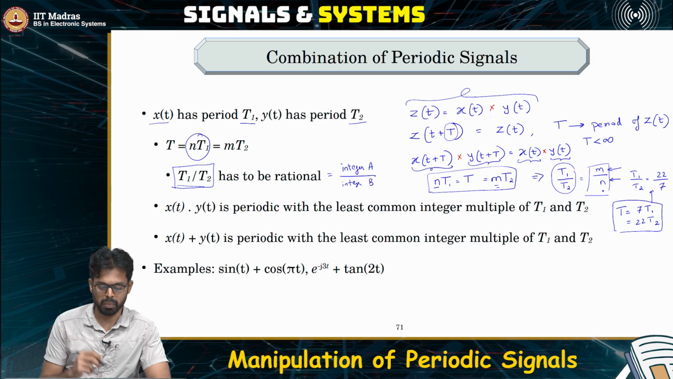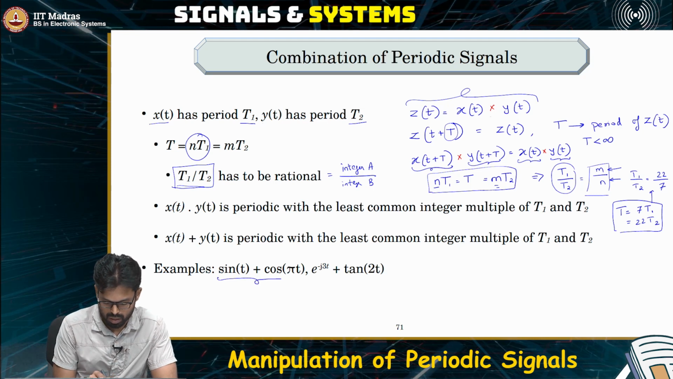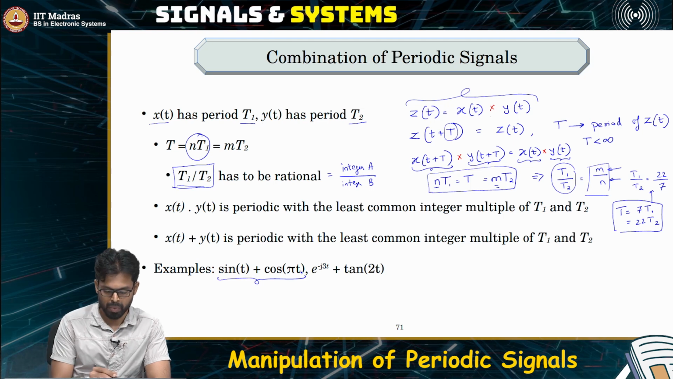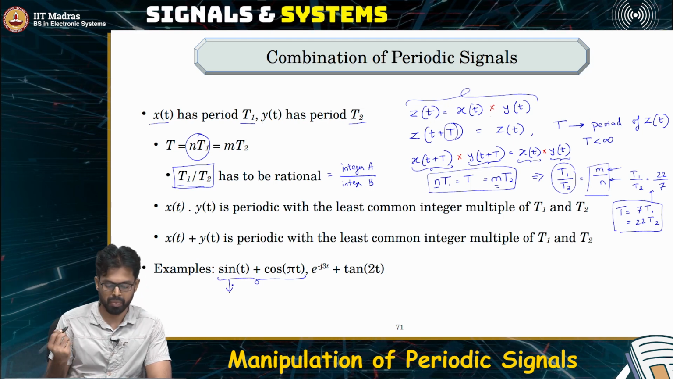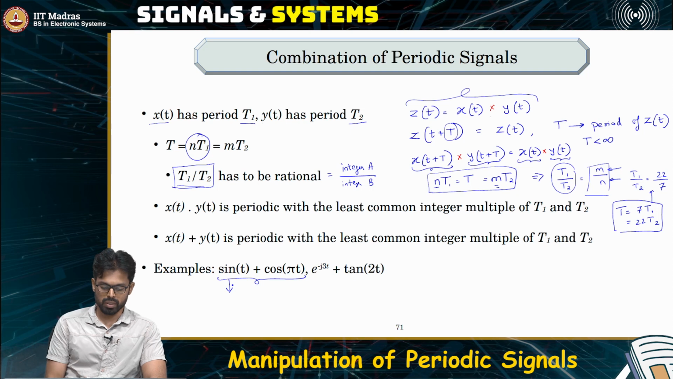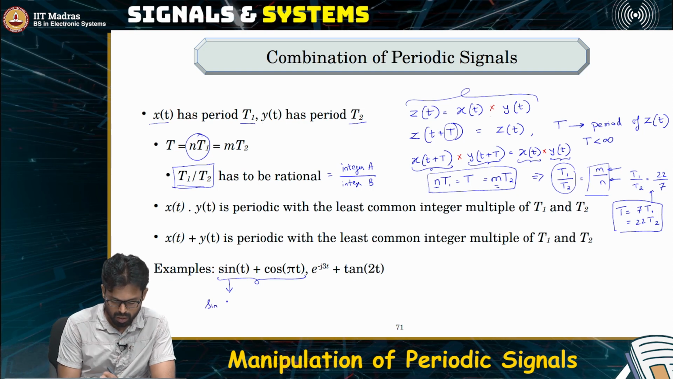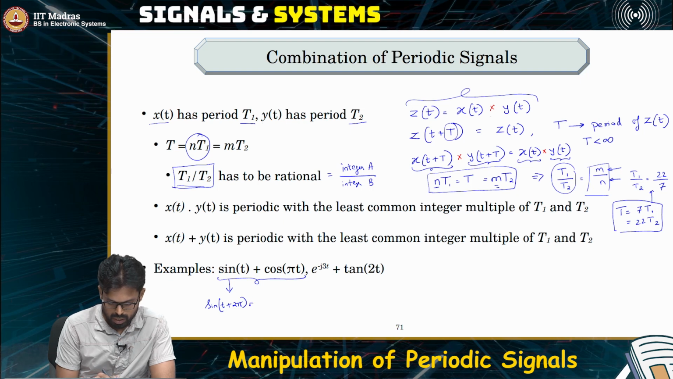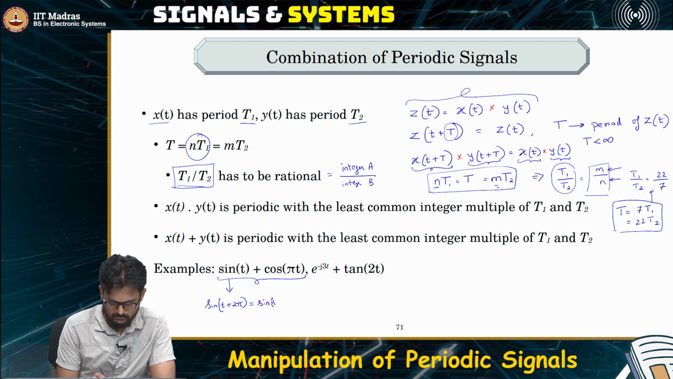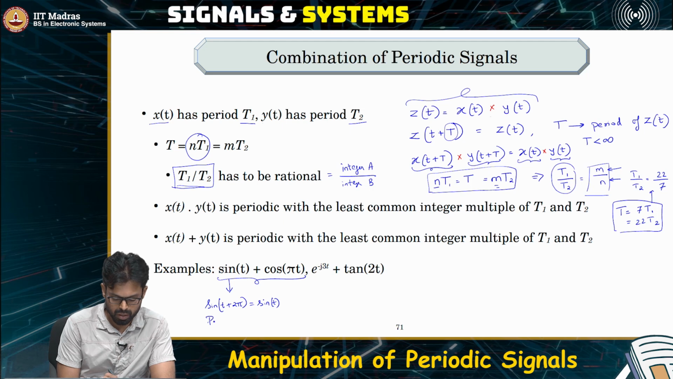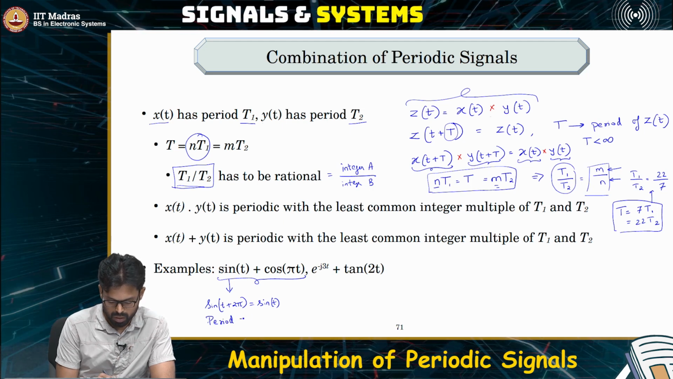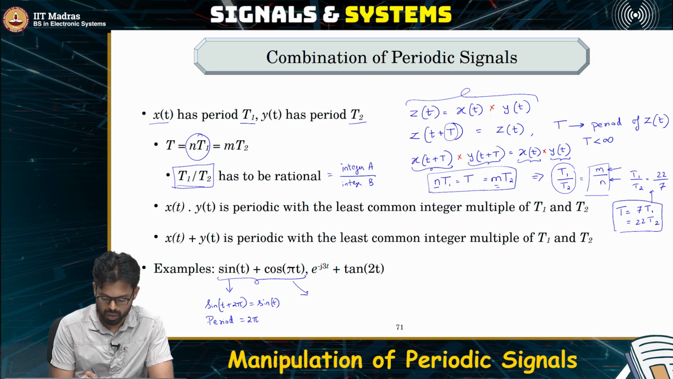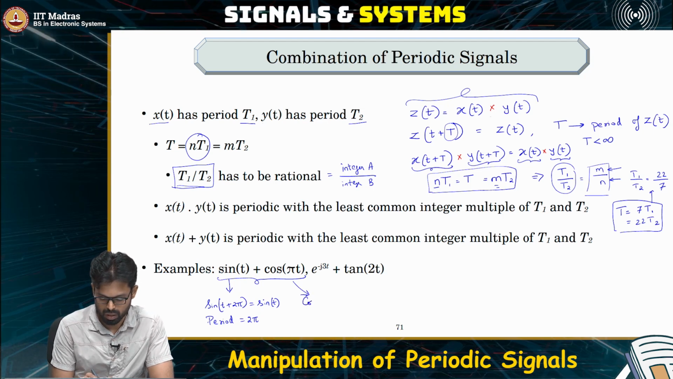Let's take an example. Let's take the addition of sine t plus cos pi t. What is the period of sine t? We know that sine of t plus 2 pi is equal to sine t itself. So the period here is 2 pi.